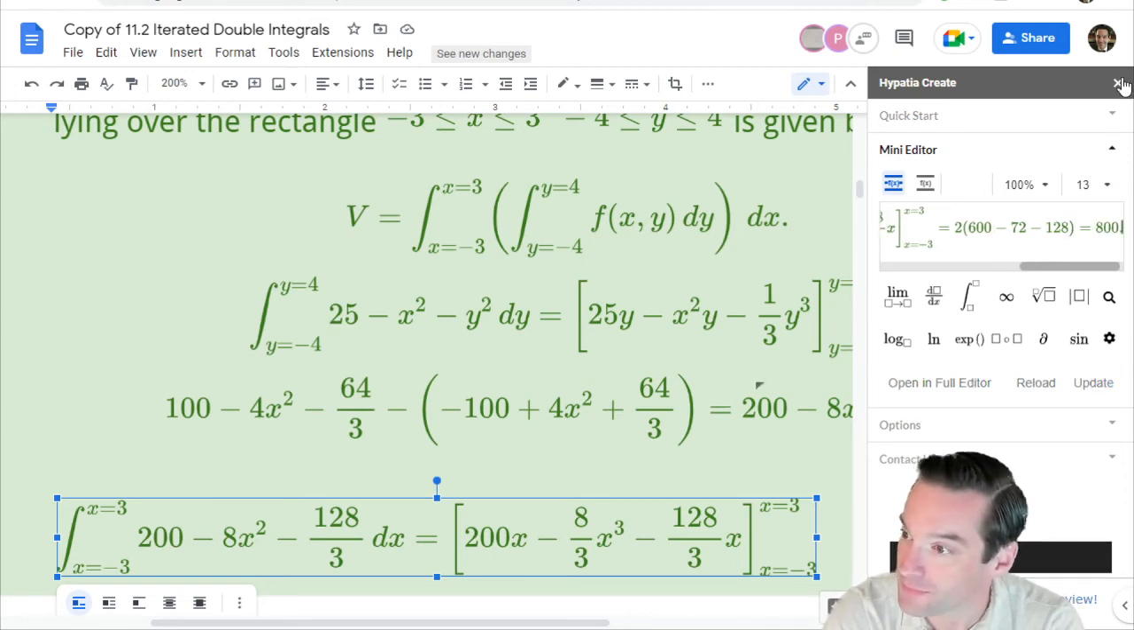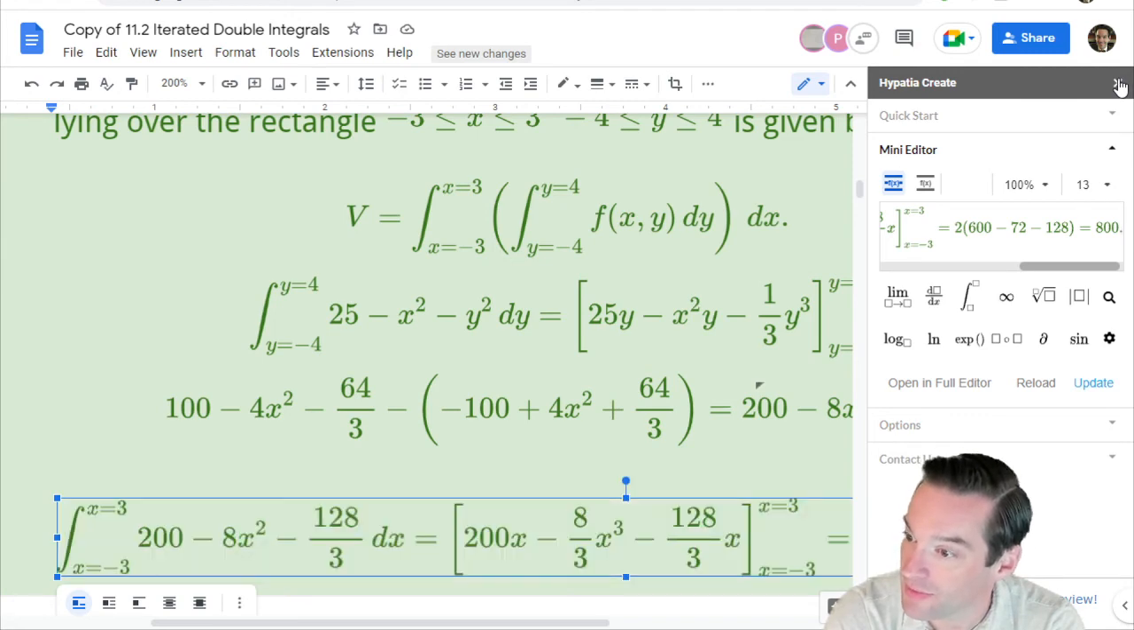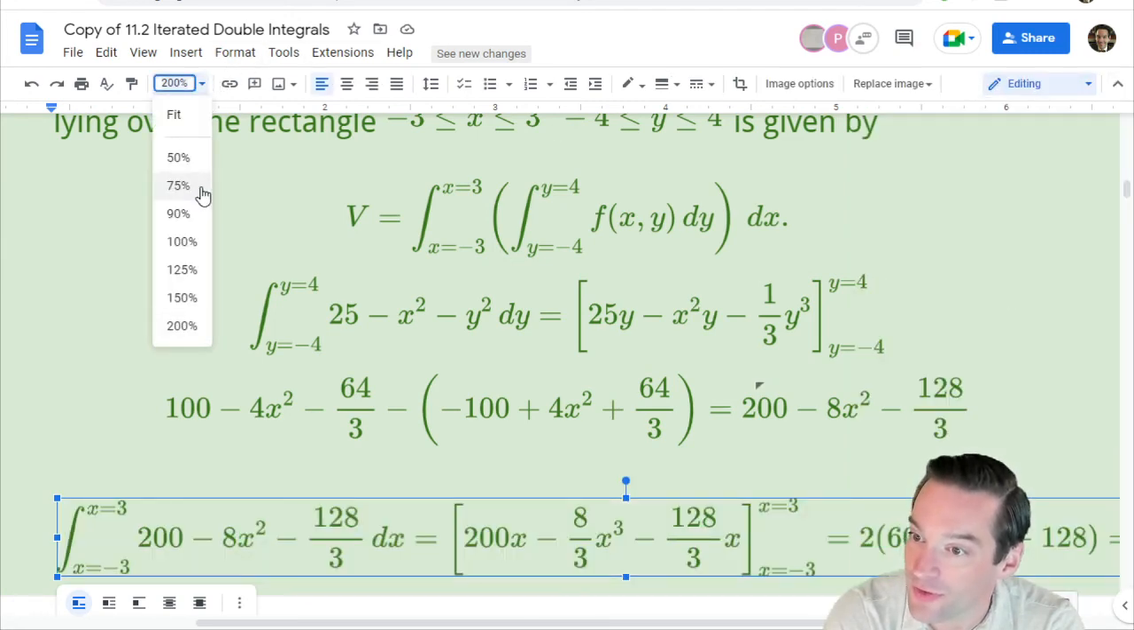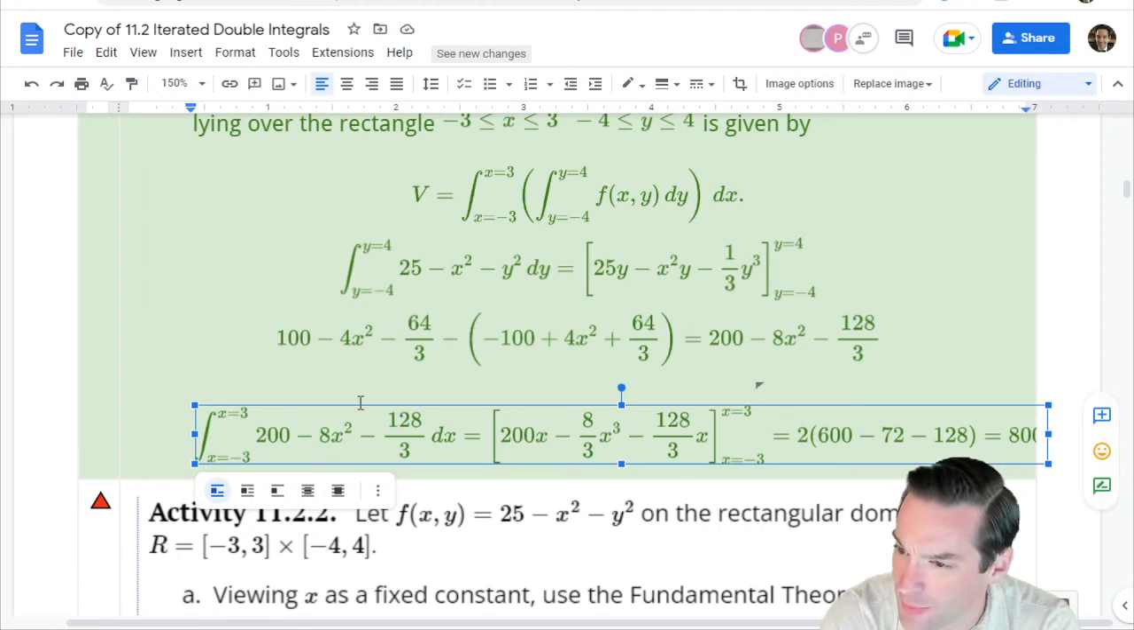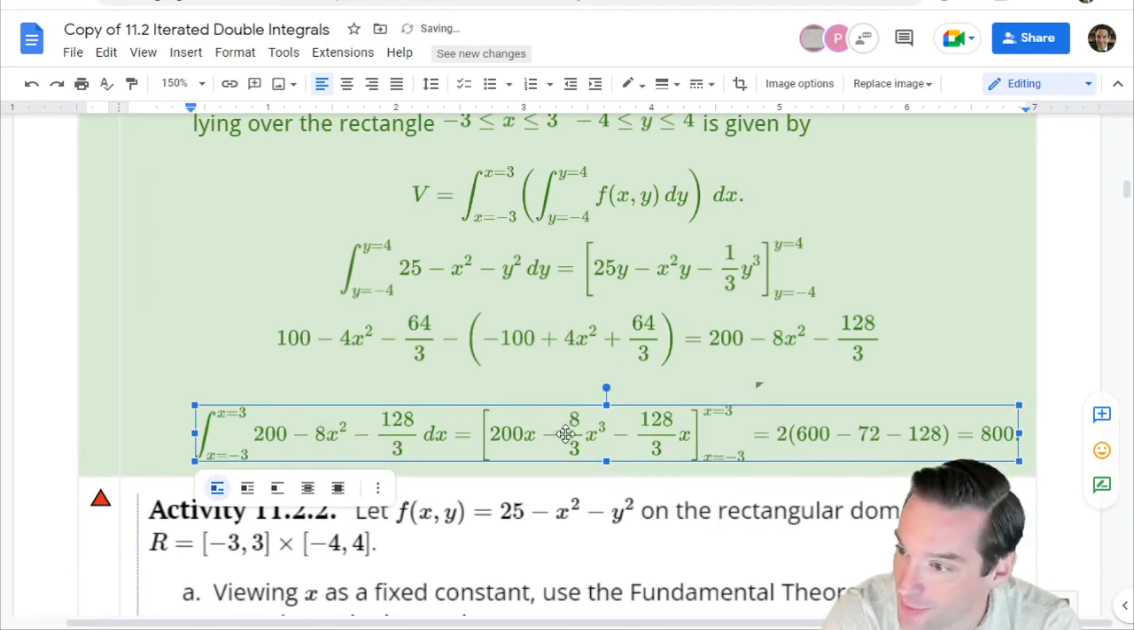Okay. As soon as that finishes being input there we have it. Looks like I might need to make it a little smaller to fit it.